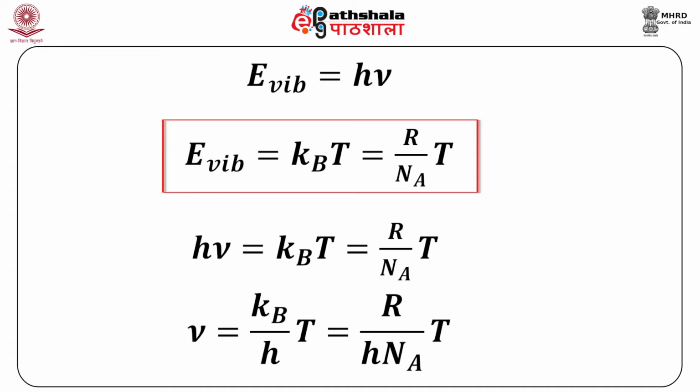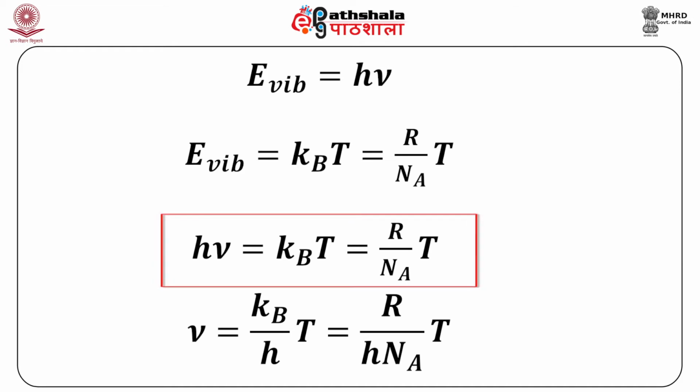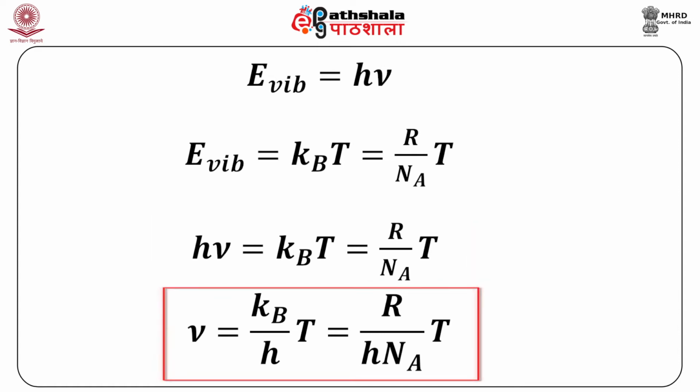As per the classical approach, classical vibrational energy is given by the expression E vibrational equals kBT, which further becomes equal to R by NA into T, where kB is Boltzmann constant, R is gas constant and NA is the Avogadro's number. Now, equating this energy expression obtained classically with the quantum equation given by Planck, we get hν equals kBT equals R by NA into T. From this we get the frequency ν equal to R by hNA into T.